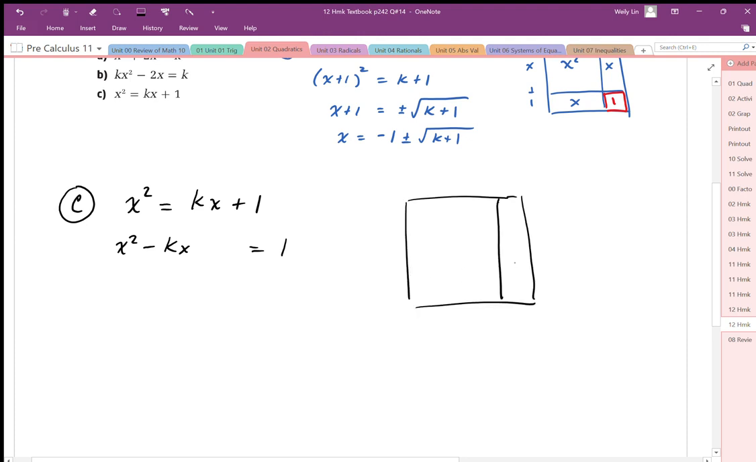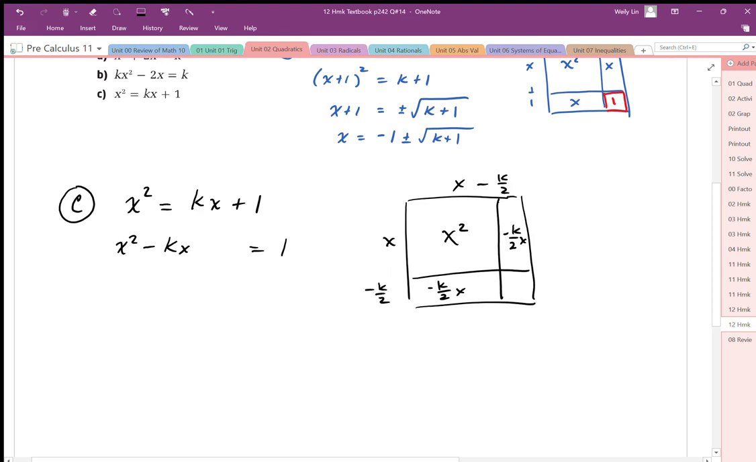I've got my x squared to start my square. I need to symmetrically distribute my middle term, negative kx. So I'm going to put half of it here, half of it over here, and then I can complete my square. So I can see that I need a coefficient of negative k over 2, negative k over 2.